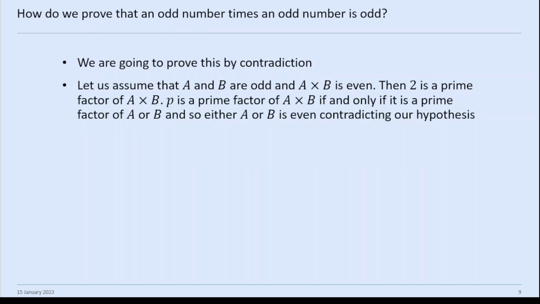So if it was a prime factor of either A or B, then either A or B would be even, contradicting our hypothesis, because our hypothesis is that they were both odd. So by assuming there was a counterexample, we've actually managed to produce a contradiction, because we've deduced that one of those initial numbers should have been even, but in fact we knew they were both odd. So that means the theorem actually must be true, and that an odd number times an odd number is an odd number. So what you do in proof by contradiction is you assume the theorem is false, and then you derive something which is patently untrue, which makes you then realise the theorem was true.